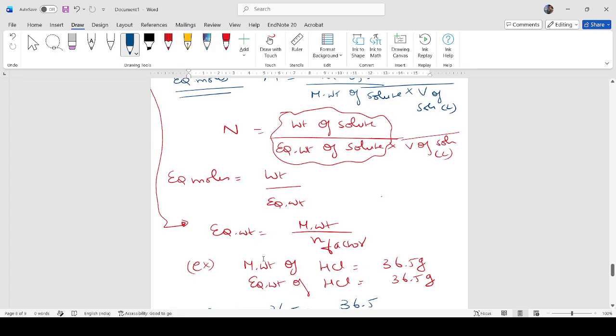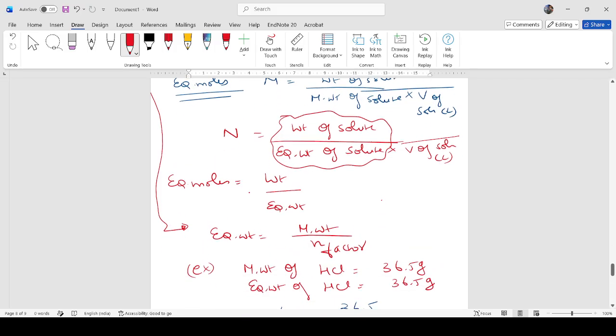Right. So look at this equation I'm taking. What is equivalent weight? Molecular weight by n factor, right? Let us rewrite it. Normality is weight of solute divided by molecular weight of solute divided by n factor, into volume of solution in liters. Correct?